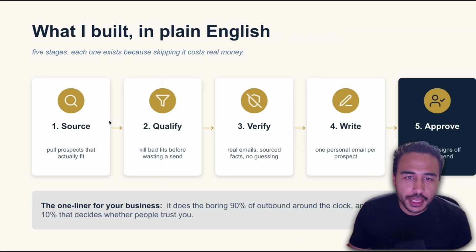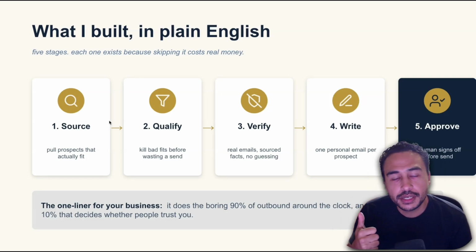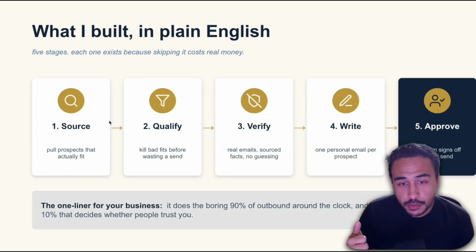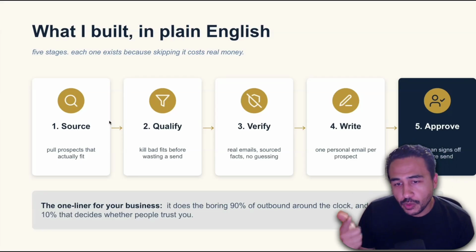So here's what I built in normal English, right? Look, first we source all the people. We have a Google Maps integration, and so we were able to grab all these people. Second, we were able to qualify them. This was actually really important. I'll walk you through what that means.